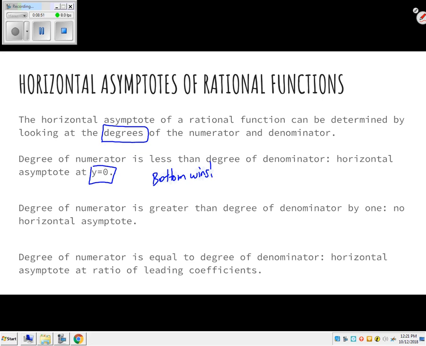Now, the next one, it says the degree of the numerator is greater than the degree of the denominator. So I just say top wins. And if the top wins, the numerator gets to decide where to put the horizontal asymptote. And he says, you know what? I'm lazy. I don't want to have a horizontal asymptote. Not like that's on two different lines, but no horizontal asymptote.